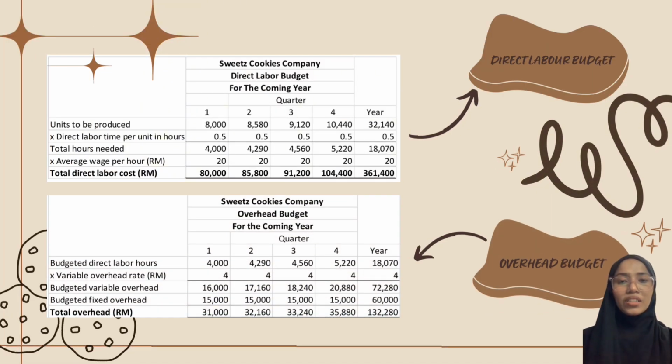The direct labor budget for Sweetz Cookies Company projects production of 32,140 units for the year with labor requirements of 18,070 hours. Labor cost at RM20 per hour totals RM361,400 annually, aiding workforce planning and cost control.